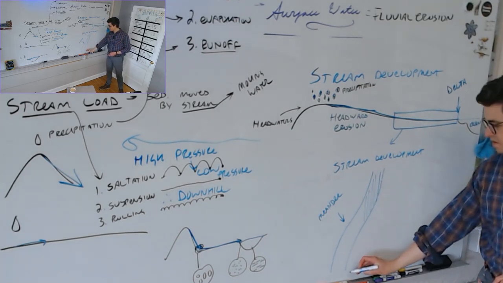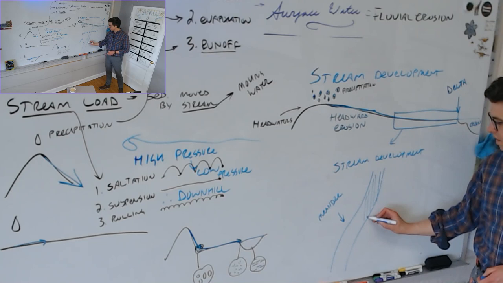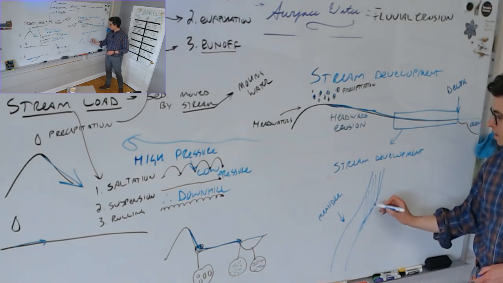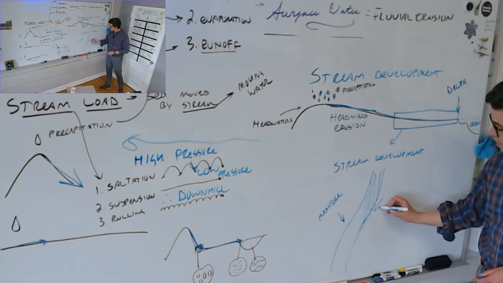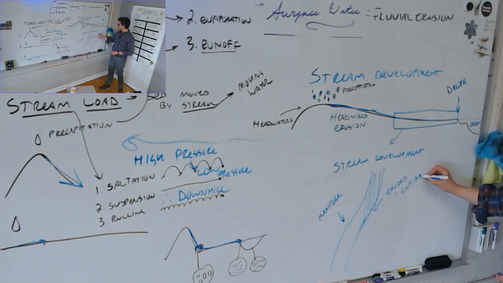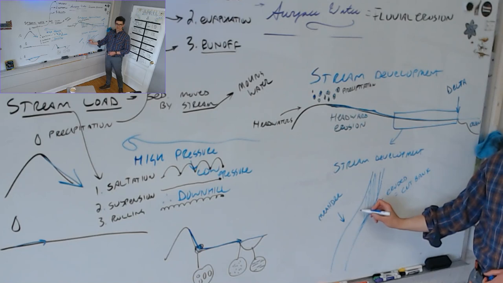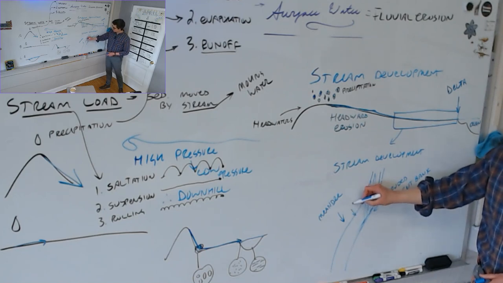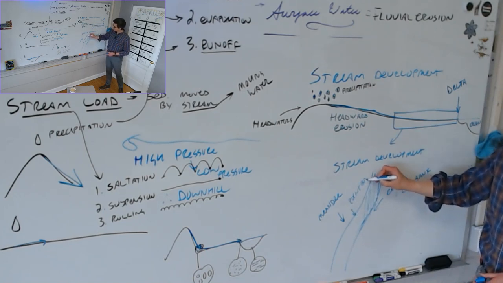We're going to say this is downstream over here. But then they get deflected off this way. And so we end up with this area here that is constantly eroded. This is called the cut bank. And we end up with this other area that's kind of like in the shadow of erosion called a point bar.